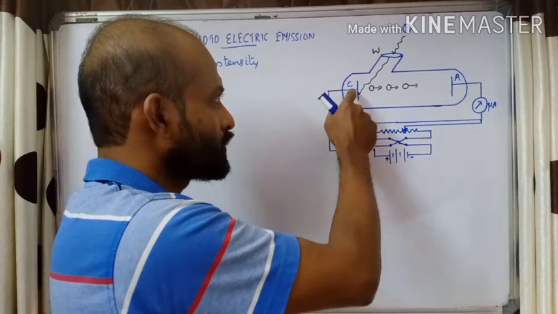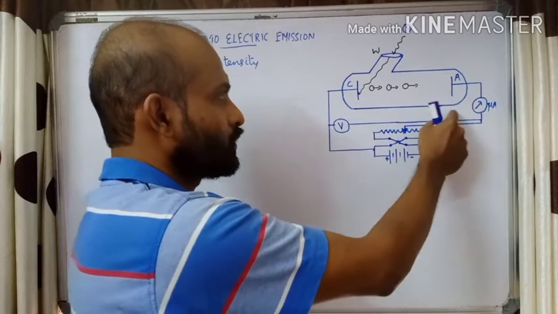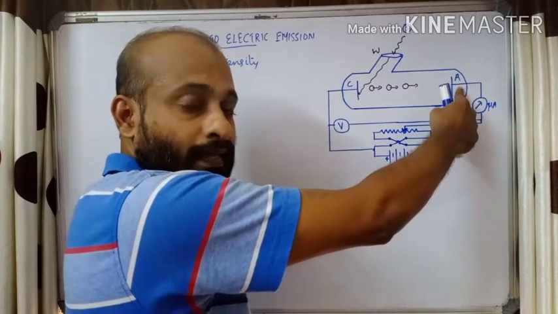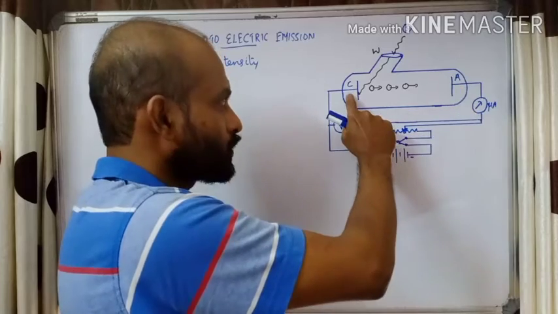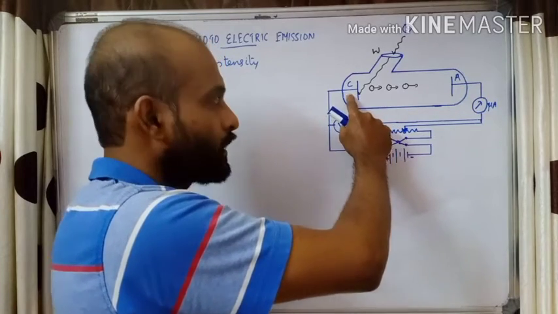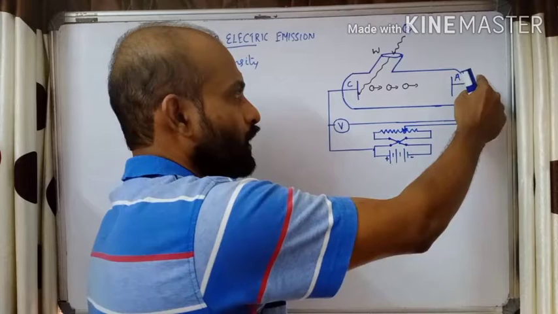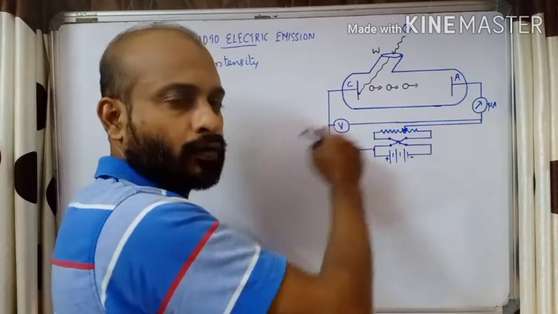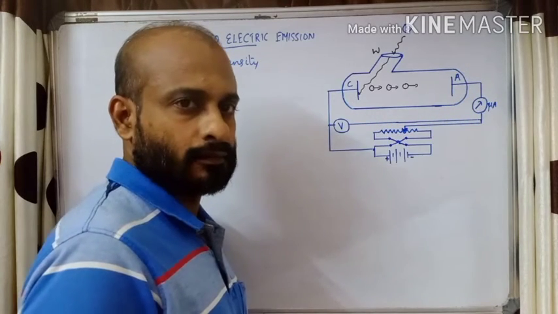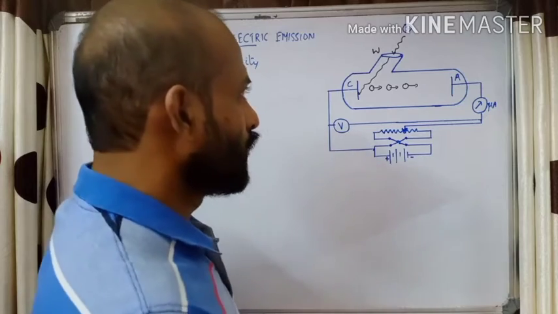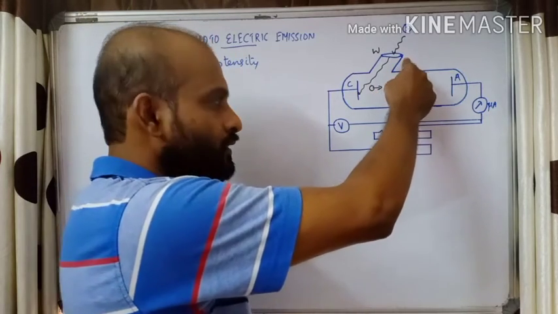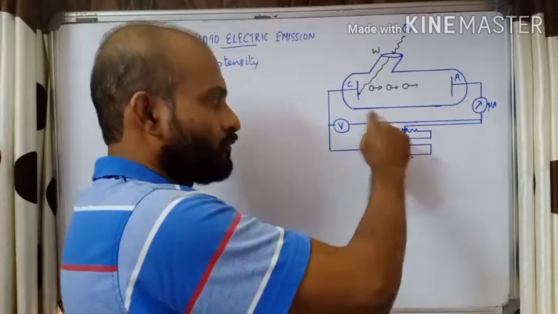Since this is positive, it is connected to this terminal also. So the collecting electrode also will be positive with respect to the emitting electrode. What happens? These electrons are attracted. Now a slight current will flow through the micrometer. We will get some current. So for a particular intensity of light, we have a photocurrent.